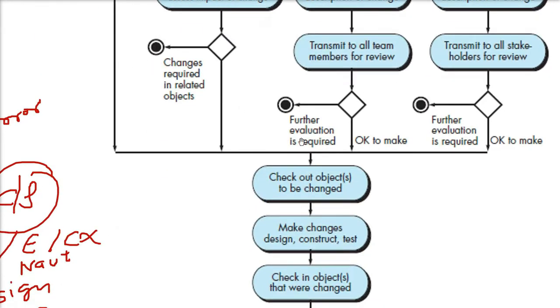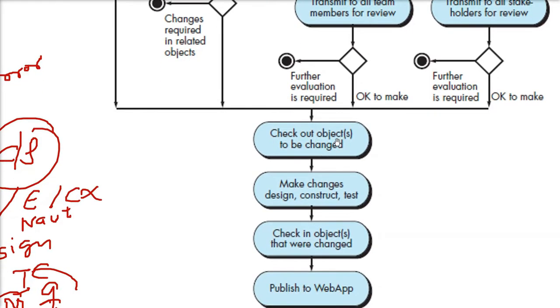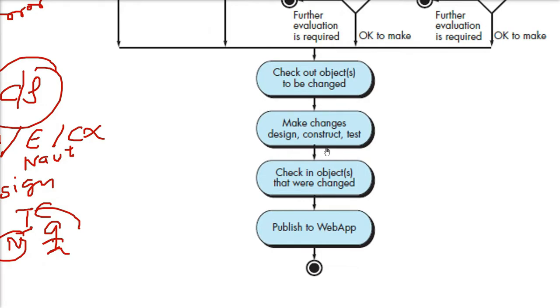Once this is done, there is a common path. We check out the objects to be changed. We make changes in design, construct, or test, then test again and check in the objects that were changed. That is the testing-again part. And finally, we publish it on the web app.